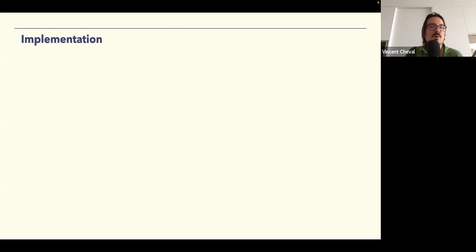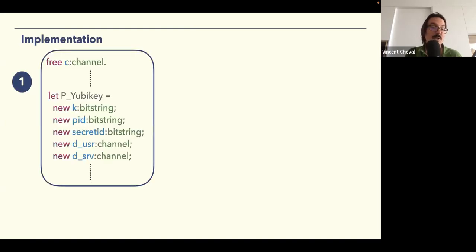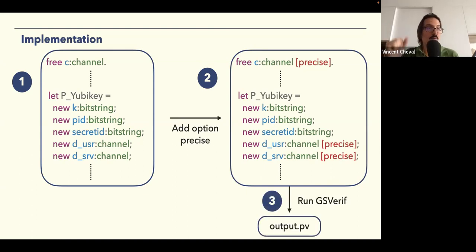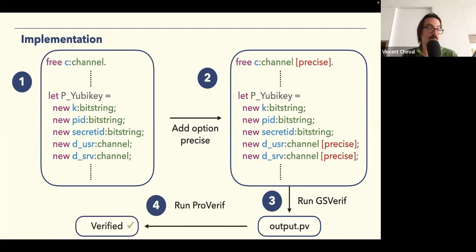So what GSVerif does in terms of implementation, in fact the old version, is that it would take your file that you write as if it was a ProVerif file. You add an option precise on the channel. Then you would check what kind of transformation you could apply on your channel, generate an output file, and you would run this output file with ProVerif. And if ProVerif tells you it's true, then you're fine. You finish your proof.